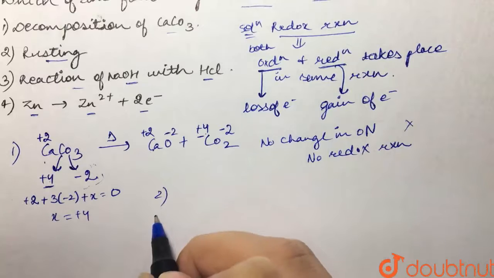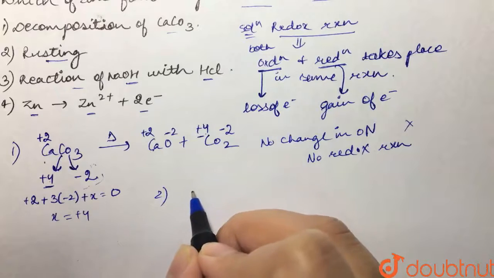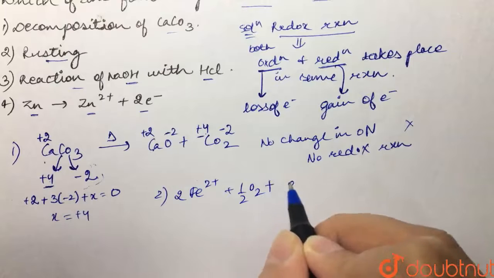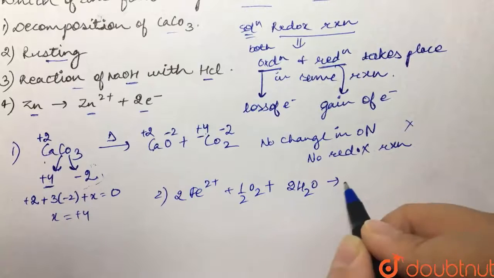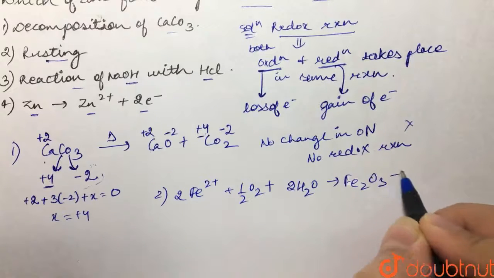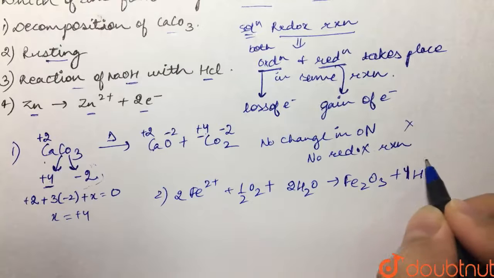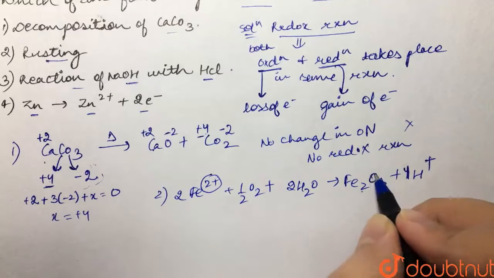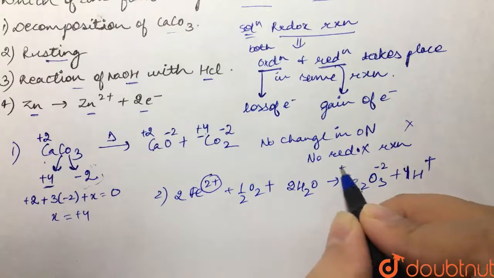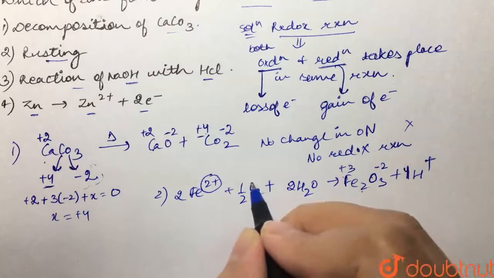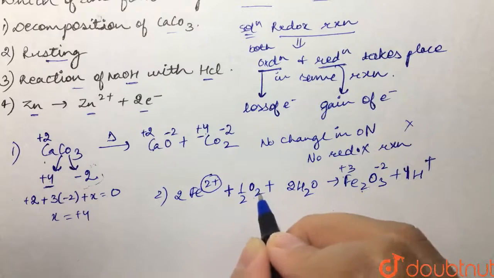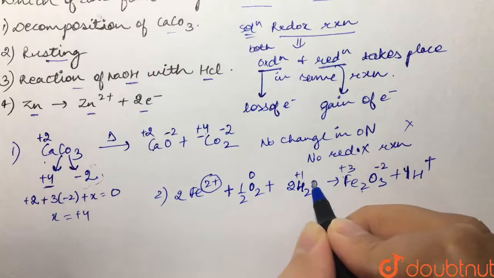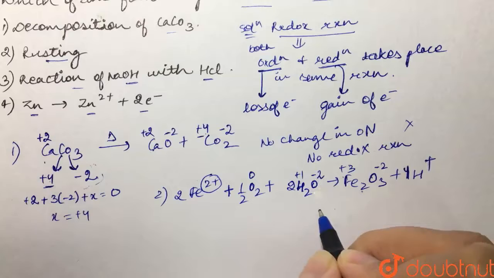Then the second is rusting. Rusting of iron is what? When iron 2 positive reacts with oxygen and the moisture of the environment to form Fe2O3 and 4H positive ions. Over here iron is 2 positive. Over here oxygen would be -2 and iron would be +3. Oxygen is present in elemental form, so its oxidation number would be 0. In water we have H present as +1 and oxygen would have -2 oxidation number.